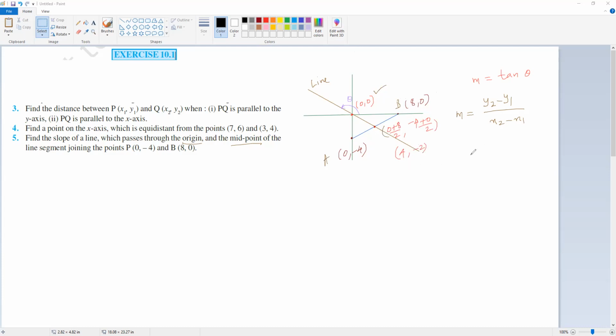Choose any one point as x1 y1 and the other point as x2 y2. So change in y is y2 minus y1, so 0 minus 4 divided by 0 minus minus 2. That is 0 minus 4 divided by 2, that is minus 2. The slope is equal to minus 2. Got it? Clear?